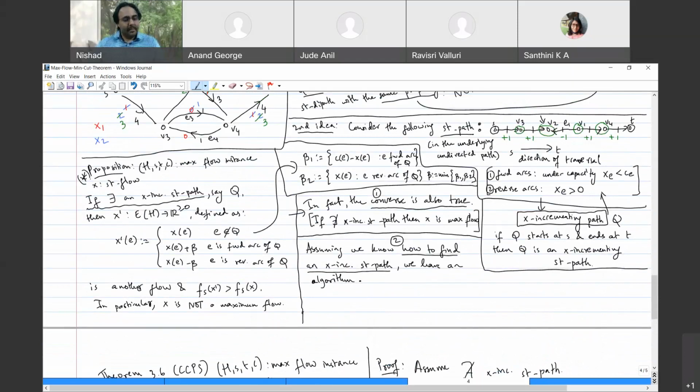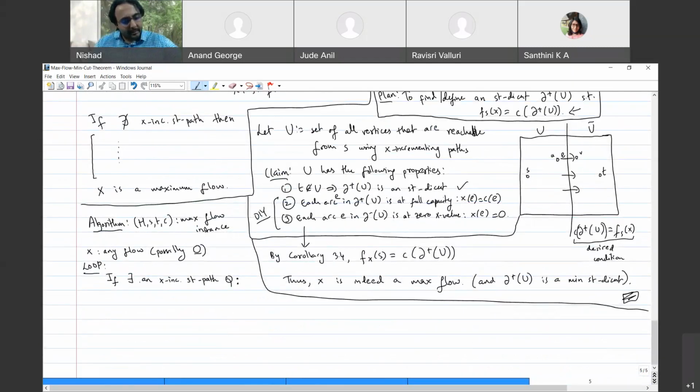Okay. So if there exists an x-incrementing path, then let x prime be obtained from x by the proposition which we proved earlier. Okay.